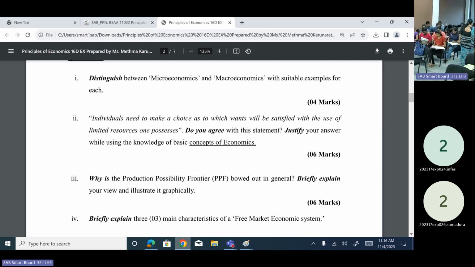That is also called the invisible hand. Second characteristic is there will be no or minimal government intervention.